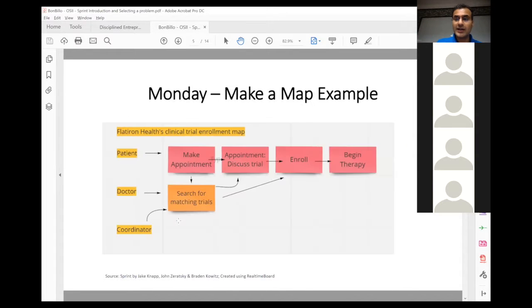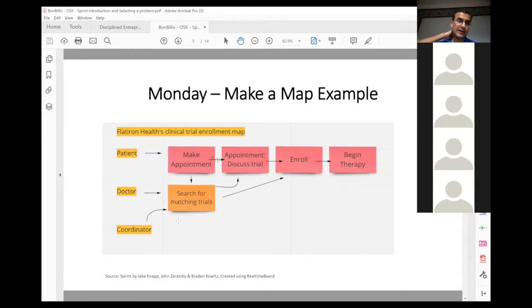All right. So an example from the book is from Flatiron Health, and this I put together using RealtimeBoard, which I'll share with you guys. It's a tool that you can use to collaborate, and it actually integrates with Slack as well. So it's something that you as a team can use to come up with what your user journey looks like, and actually picking how might we use that might be interesting to solve for, right?